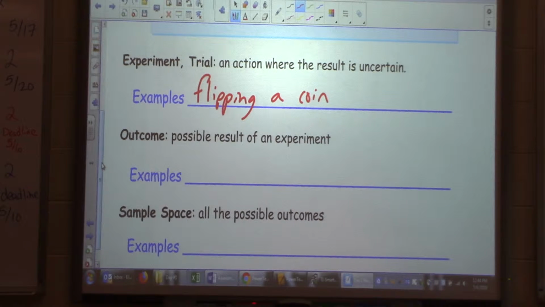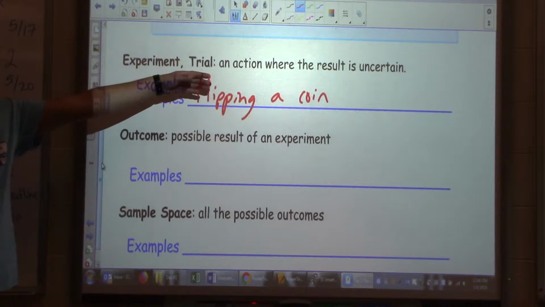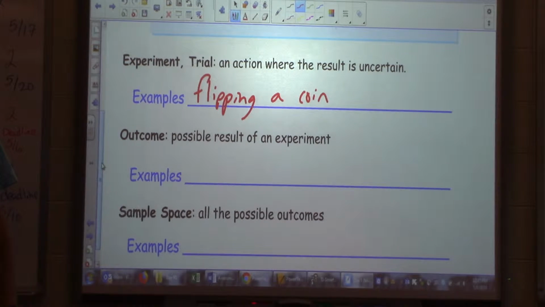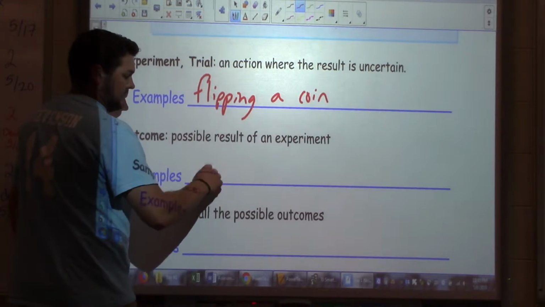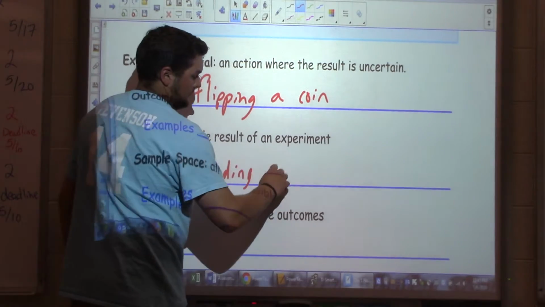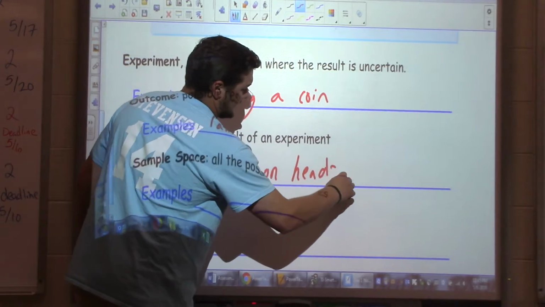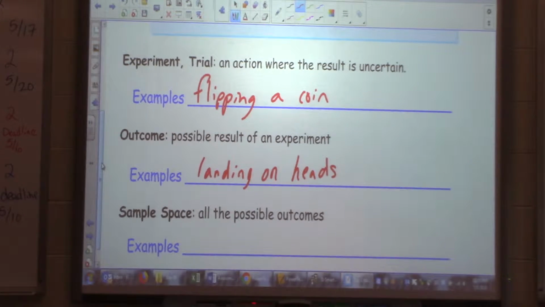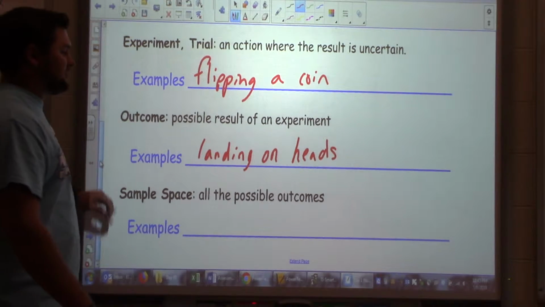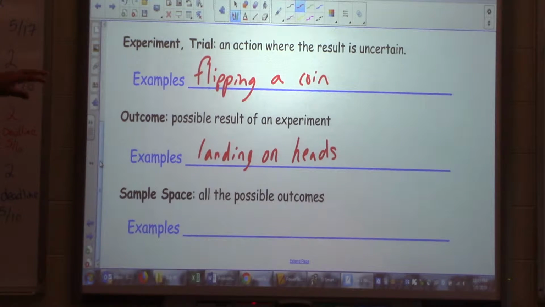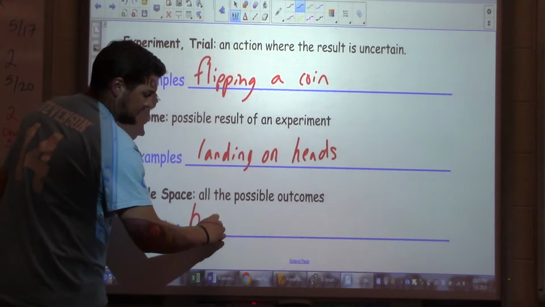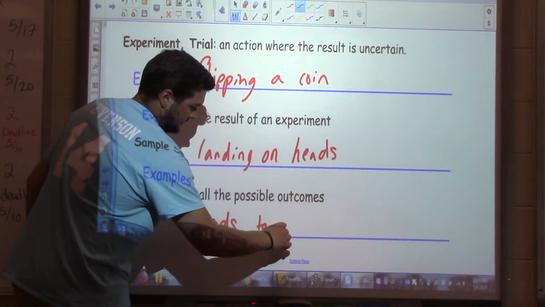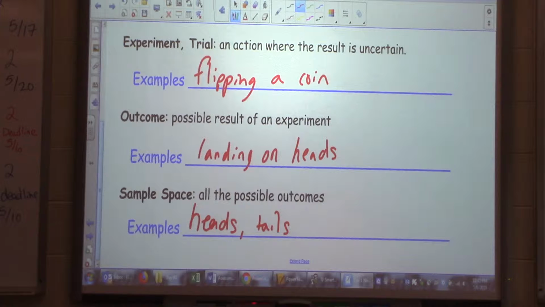An outcome is a possible result of that experiment. If I'm going to stick with flipping a coin, what would some outcomes be? Heads or tails. So let's say landing on heads would be our outcome. If we're talking about rolling a die, one of my outcomes could be rolling a 3 or rolling a 5. Those are all different outcomes. And then the sample space is all the possible outcomes. For flipping a coin, our sample space would be heads and tails. Those are the only two outcomes we get when we flip a coin. Unless you're a magician, you can make it land on its side.